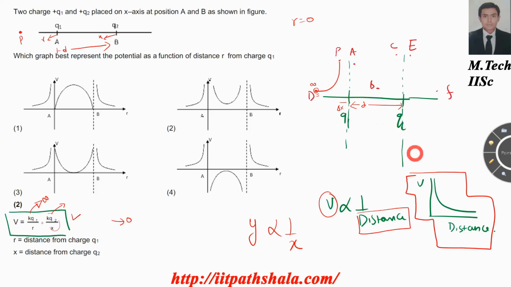Now using this graph and using this expression of V, between q1 and q2 I have taken 3 points: a point very near to q1, namely a, a point near to q2, which is c, and a point in between both of them. So if you find the potential at point a, it will again be equal to infinity.